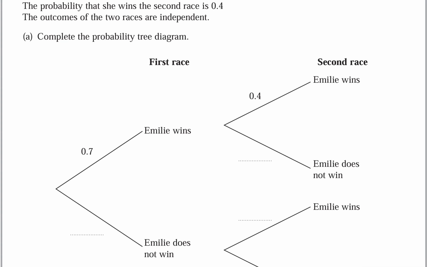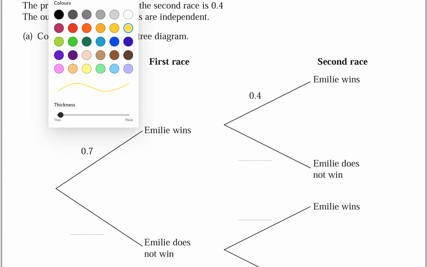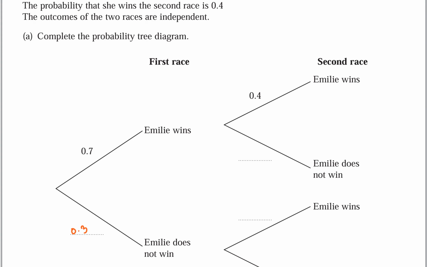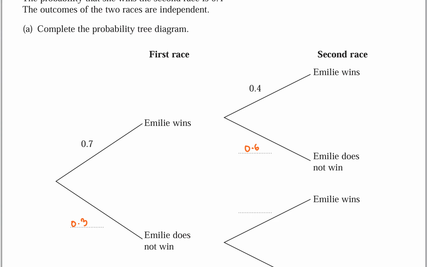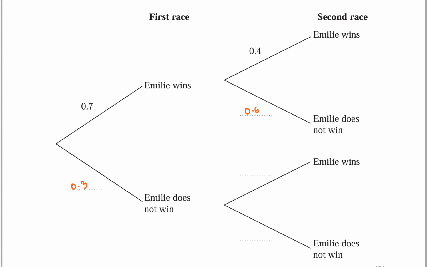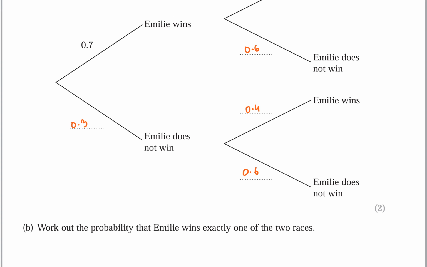So 0.7 and then this will be 0.3, and then 0.4, this will be 0.6, and then this will be once again Emily wins, so 0.4, and then this is 0.6. So this is the first part.